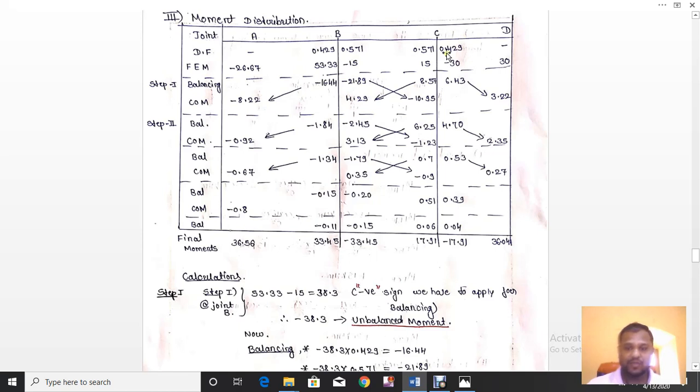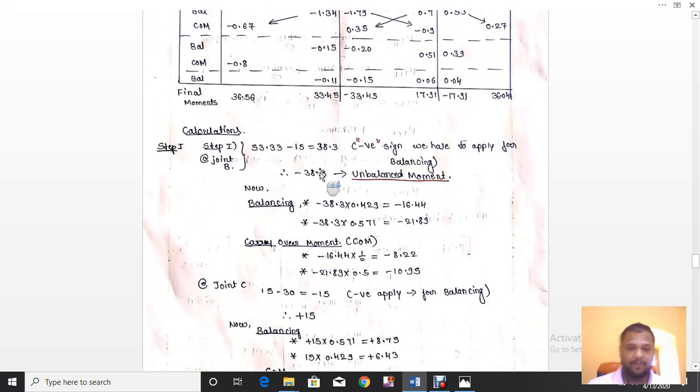So you can see at joint C we have got same moment but opposite sign. At joint B we have got same moment but opposite sign. So this is about the moment distribution table.